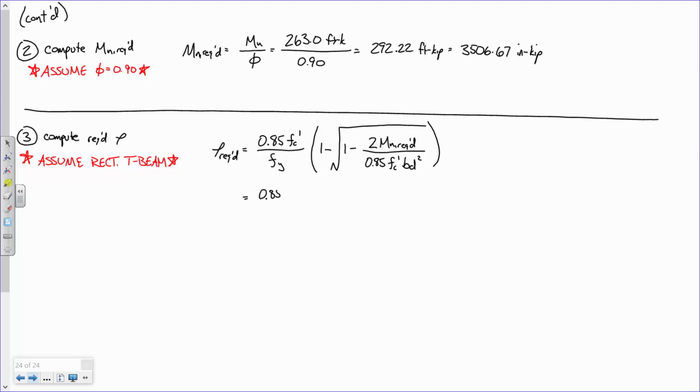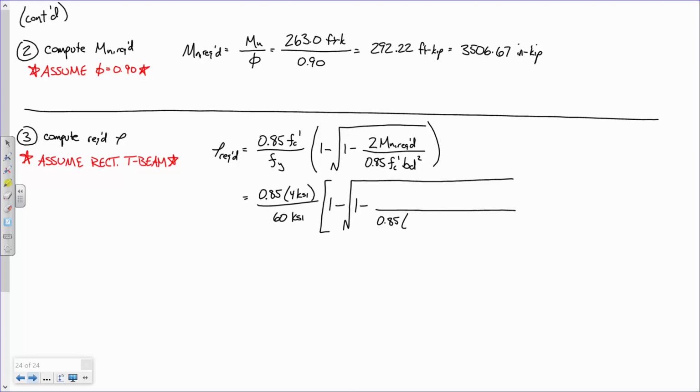So 0.85 times 4 KSI divided by 60 KSI, 1 minus 0.85, 4 KSI. What was B again? What was D? 18. Don't forget, that is squared.